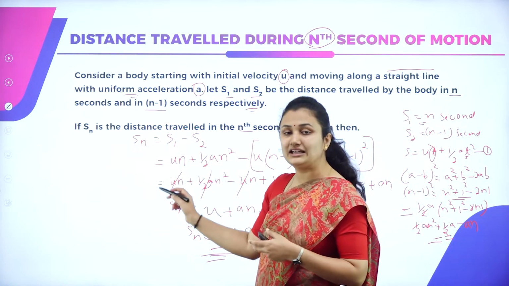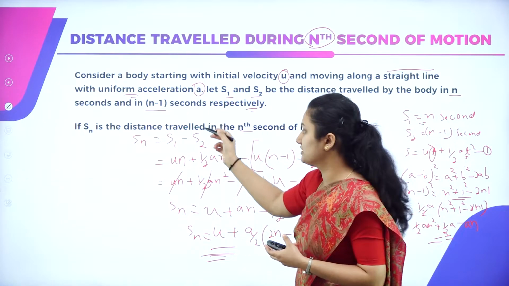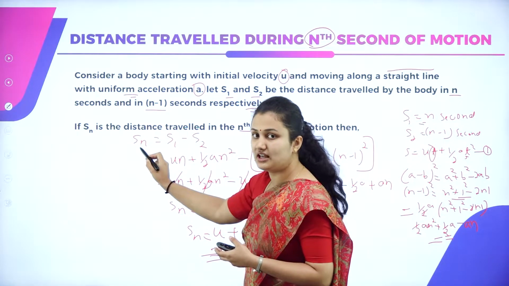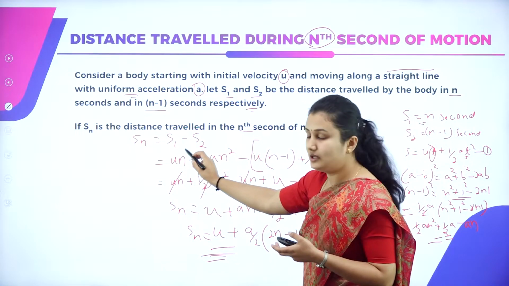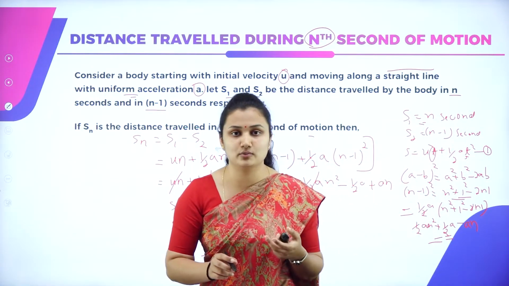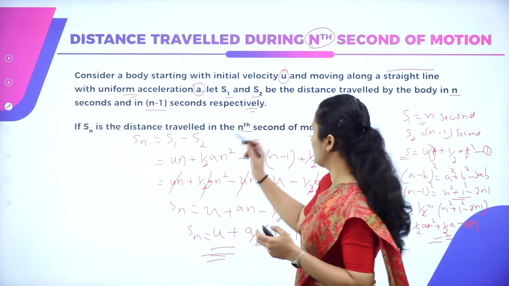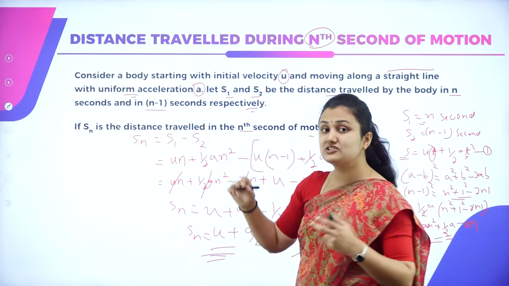I hope you are clear with this derivation. Everything is mentioned in the question. I have just written the expression as Sn is equal to S1 minus S2. And I'll take the second equation of linear motion, that is the displacement equation, that is the distance equation, because they have asked for the distance travelled.